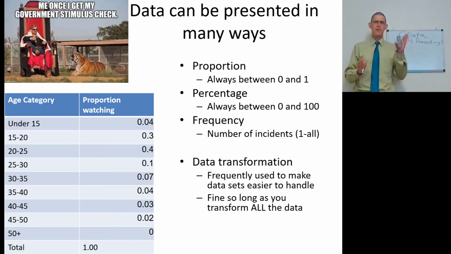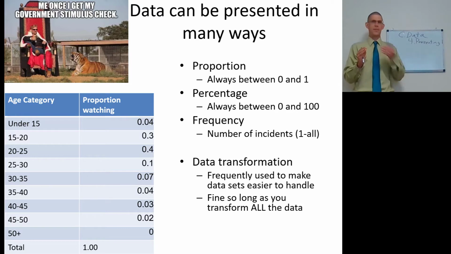A proportion is between 0 and 1. So perhaps we have this proportion watching here. Proportion watching under age 15 is 0.04. Okay, not many under 15-year-olds watching this R-rated show. Good. The highest proportion appears to be in the 20 to 25 age category. Proportion watching is about 0.4. We could also say it's 40%. So the percentage is going to be a value between 0 and 100.